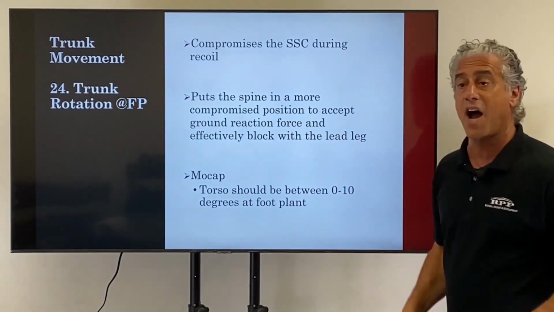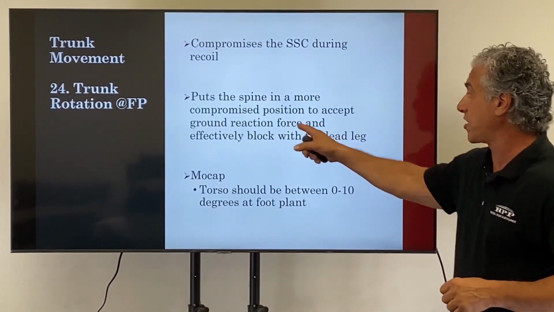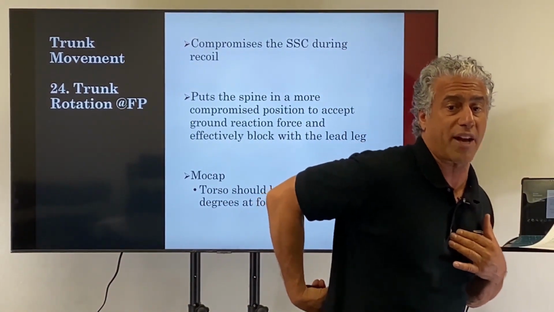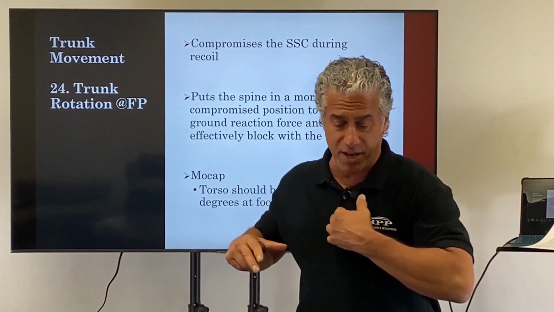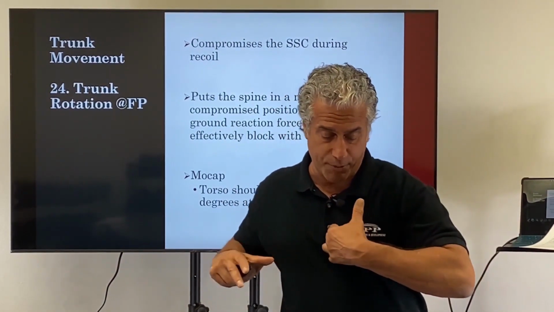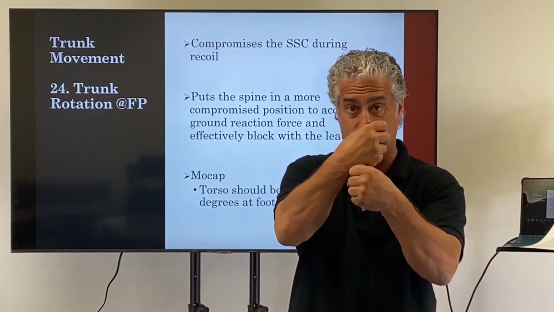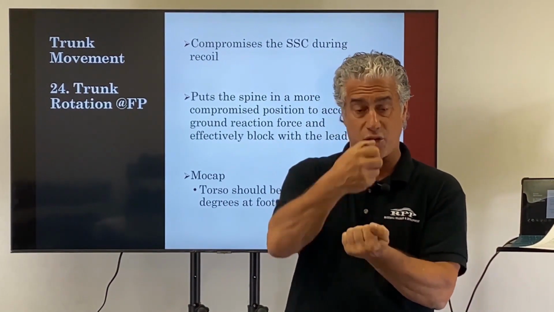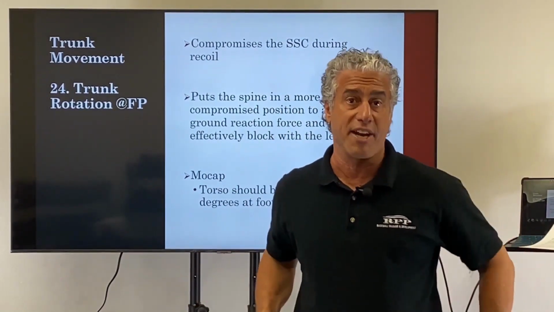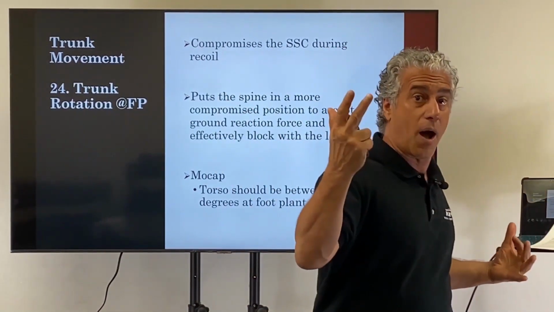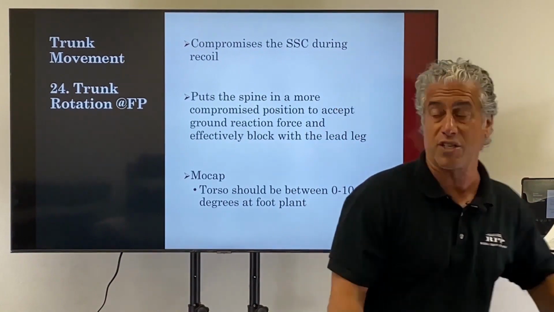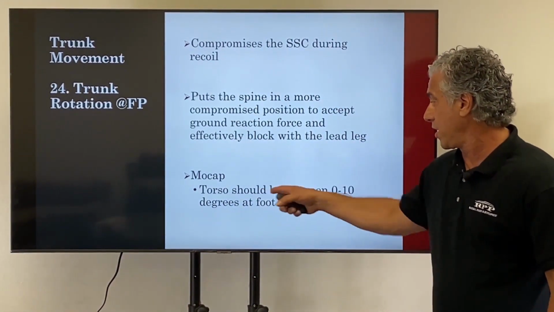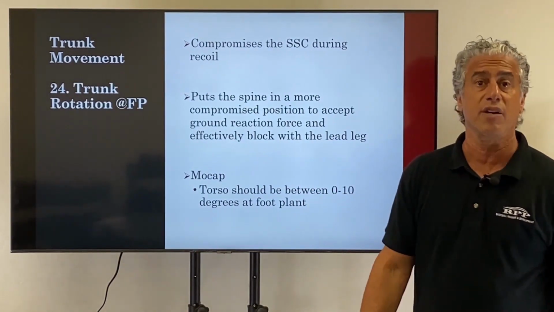It puts the spine in a more compromised position to accept ground reaction force if we're coming around early. That creates excess flexion in the spine. By keeping the torso back while the hips are moving forward, it allows us some good tension and torque on that spine. That torque creates a much more stable spine to land and accept force and eventually close the gap with hip and shoulder separation. And like I said before, on our Mocap, the torso should be between 0 and 10 degrees.